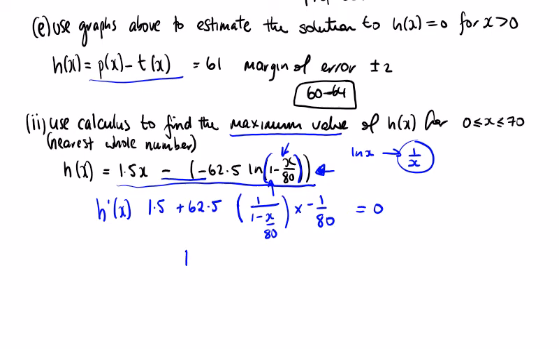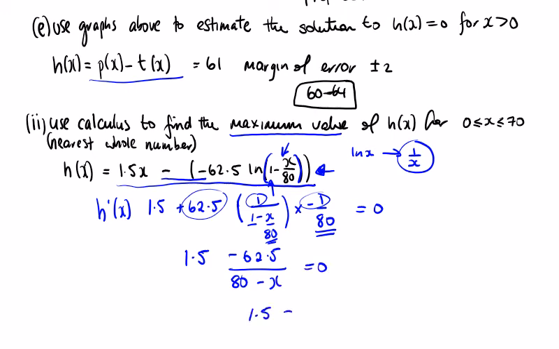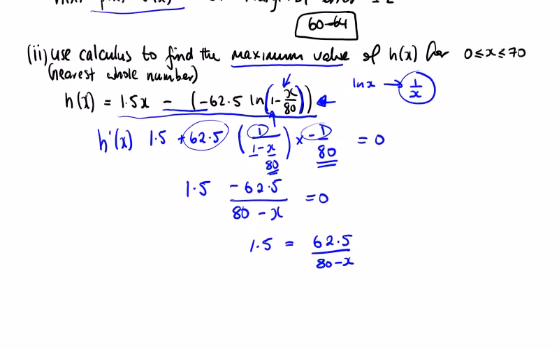So we're going to get on top 1.5. On the top, we have a 62.5, a 1, and a minus 1. So on top, we're going to have minus 62.5. On the bottom, we're going to have this 80 by this 1, which is 80, and this 80 by x over 80, which is just, the 80s cancel, so 80 minus x equals 0. So if I bring the negative across, I get 1.5 is equal to 62.5 over 80 minus x.